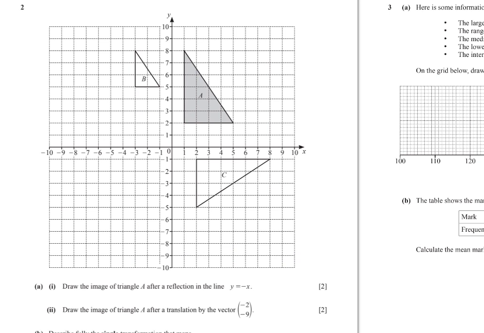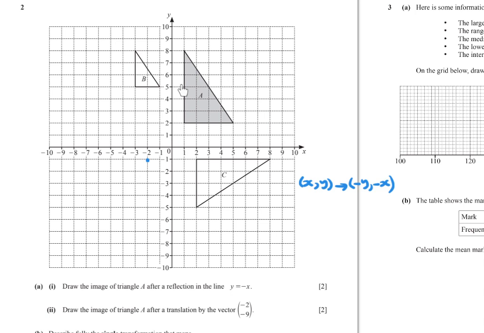Number 2, a i. Draw the image of triangle A after reflection in the line y equals negative x. To find the image by reflection in the line y equals negative x, flip the coordinates and change the sign. So the rule: if you have point x, y, it becomes negative y, negative x. For example, this point 1, 2. Flip the coordinates and change the sign, so negative 2, negative 1.